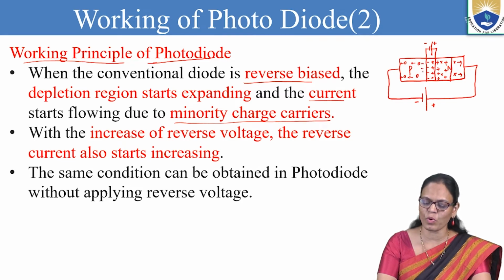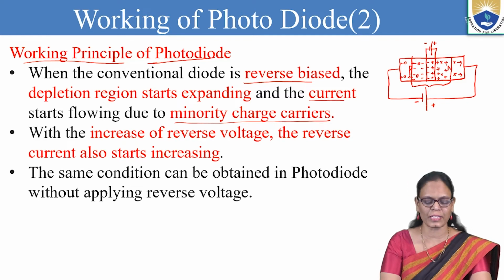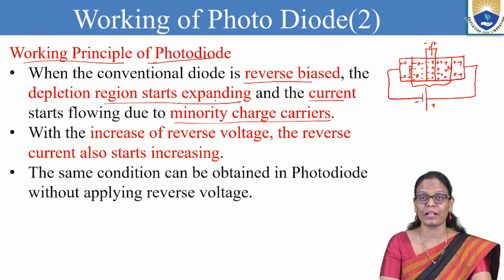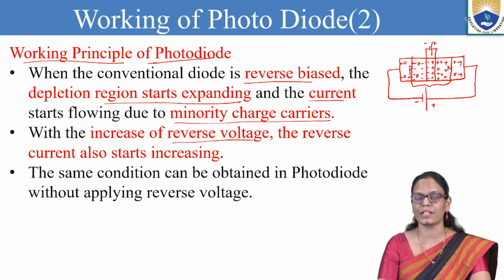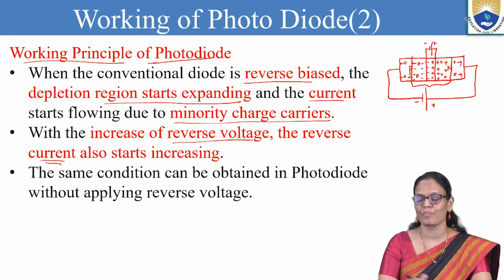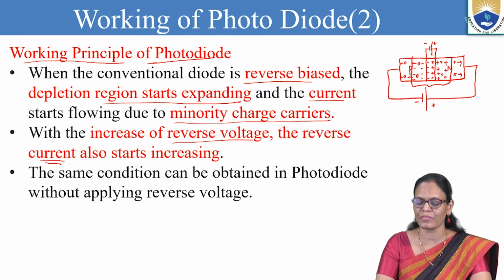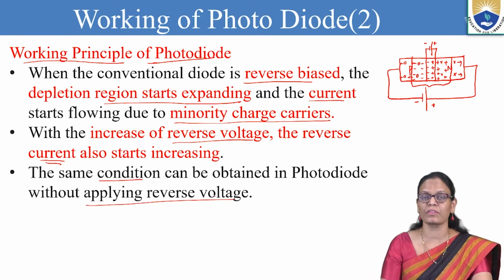And on this side, what keeps on increasing? The negative immobile ions keep on increasing. So the width of the depletion layer increases. This is how the width is increasing. So the depletion layer starts expanding, meaning the width increases. And with the increase in reverse voltage, the reverse current starts flowing. When you keep on increasing the voltage, as the width increases, there will be more current. And the same condition can be obtained without applying the reverse bias also.